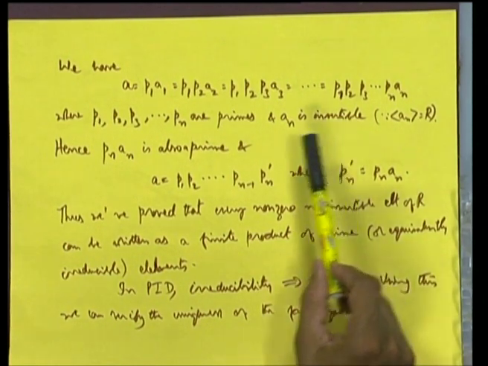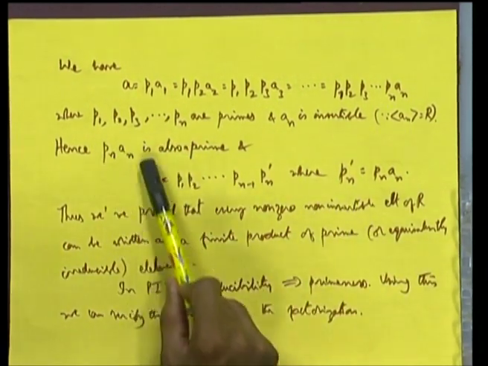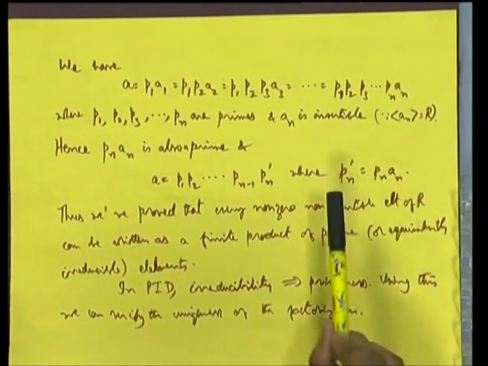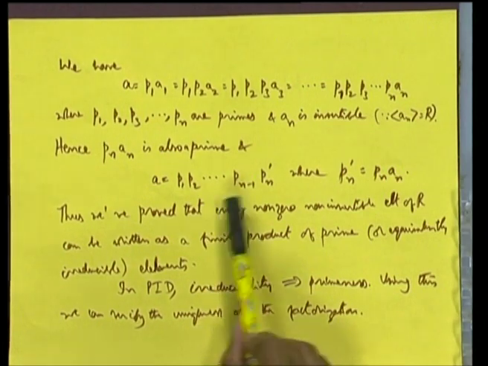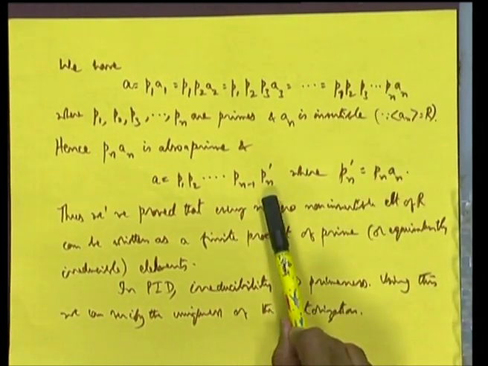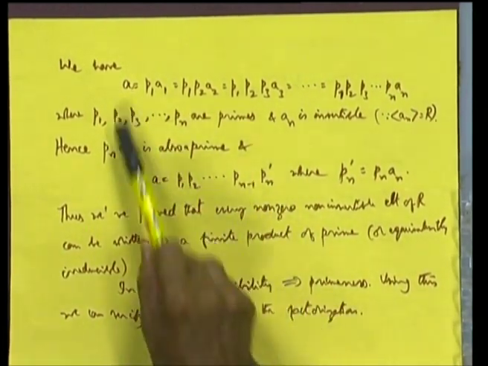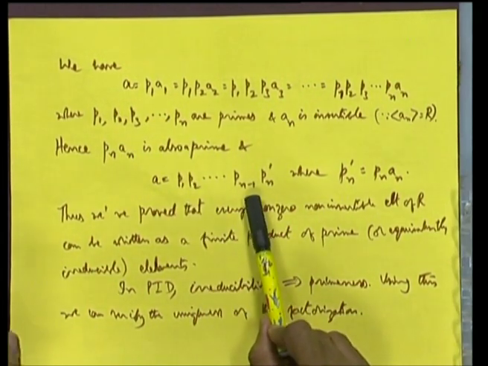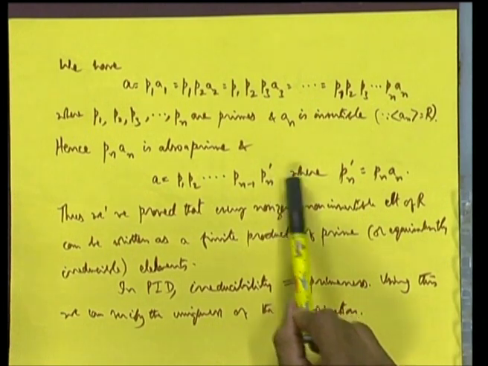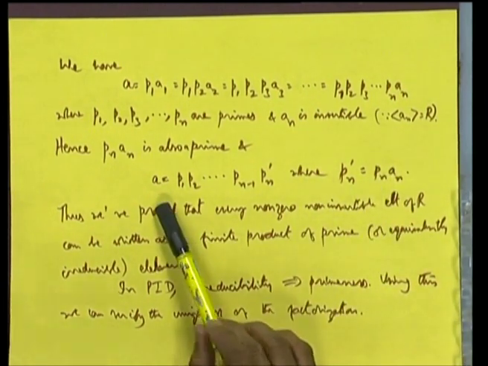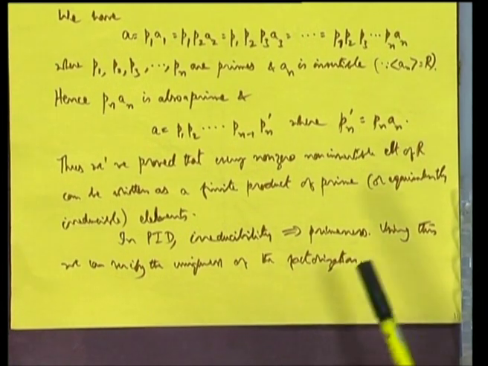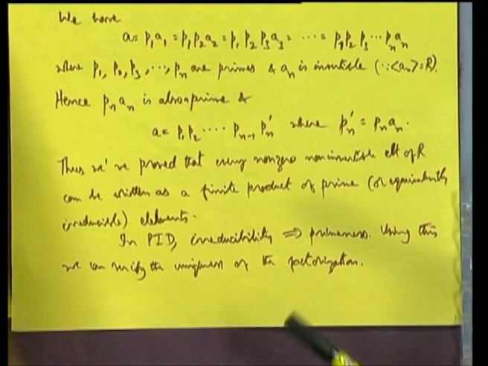And because Pn is prime, Pn an is also prime, and for Pn an we write Pn prime. So in place of Pn an we can write Pn prime, which is also a prime, therefore a is obtained as a product of primes. All these P1, P2 up to P(n-1) are primes and Pn dash is also a prime, therefore we are able to express a as a product of primes. Thus every PID becomes a UFD.